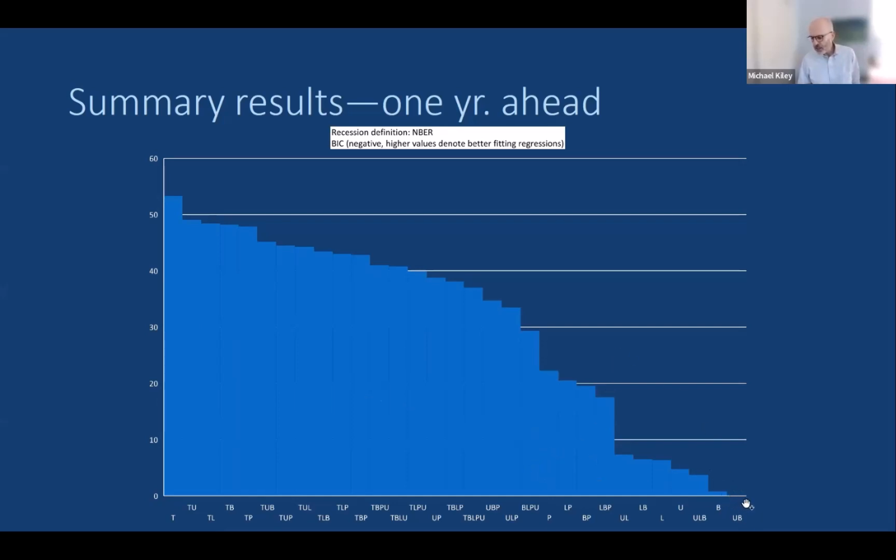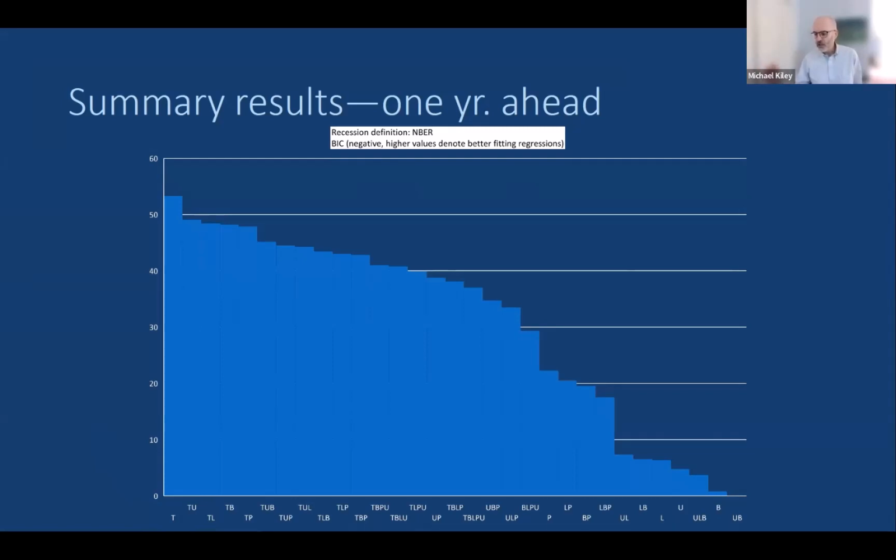That's shown all the way here in the lower right corner. The worst fitting model by the Bayesian information criterion, at a 1-year horizon to predict the NBER recession, uses the unemployment rate and the bond spread. Then here's the difference in the BIC from that worst fitting model. As one can see, the best fitting model is much better fitting than the worst fitting model, and it uses only the term spread at the 1-year horizon.